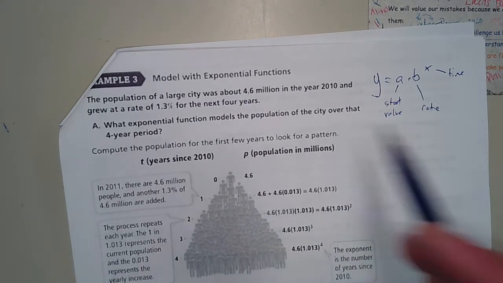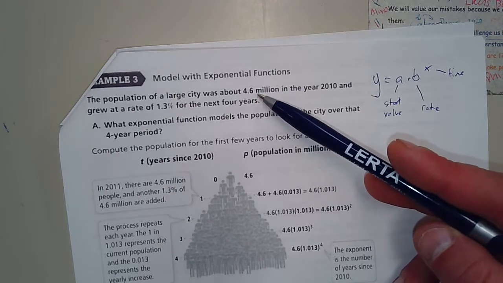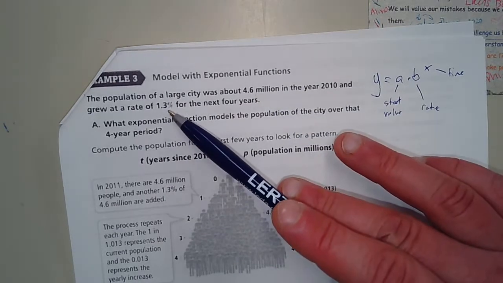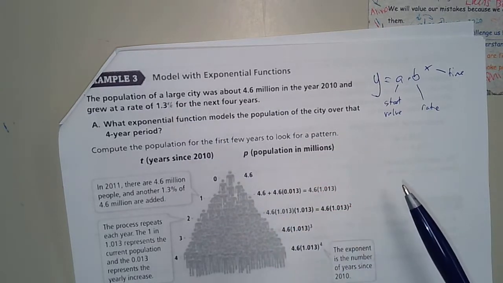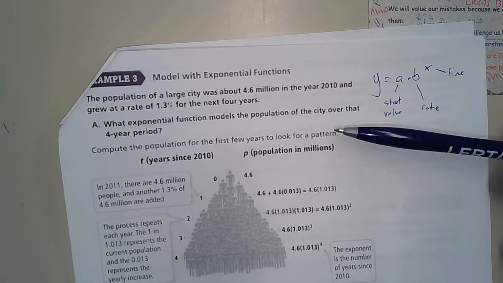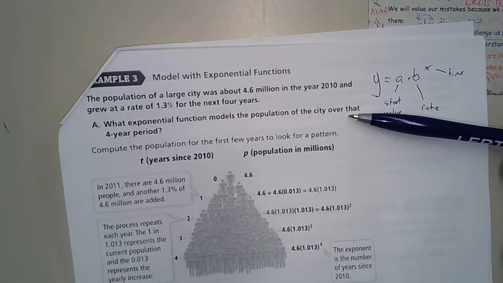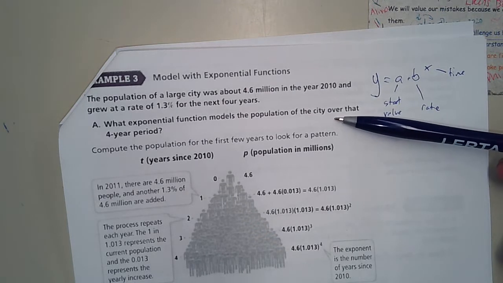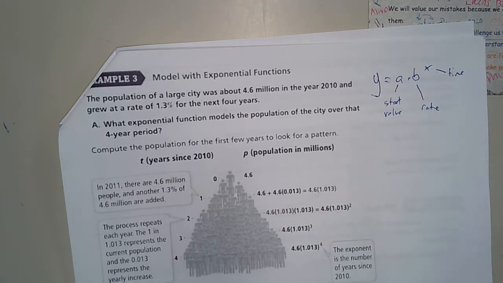So it says you've got a large city, 4.6 million people in 2010, growing at a rate of 1.3% for the next 4 years. The first part, which is actually worked through here, asks what exponential function models this population over that 4-year period. So we're going to put this equation together.